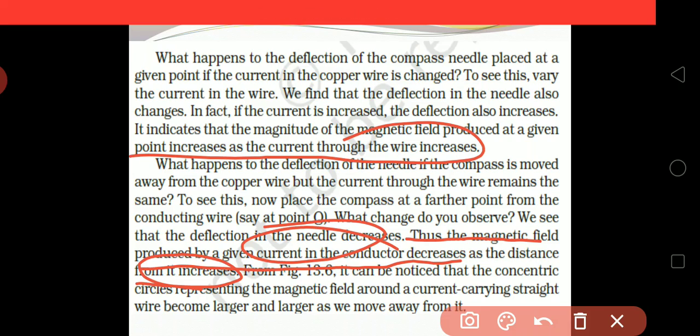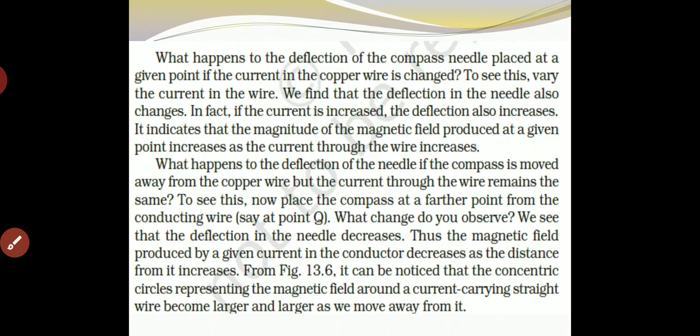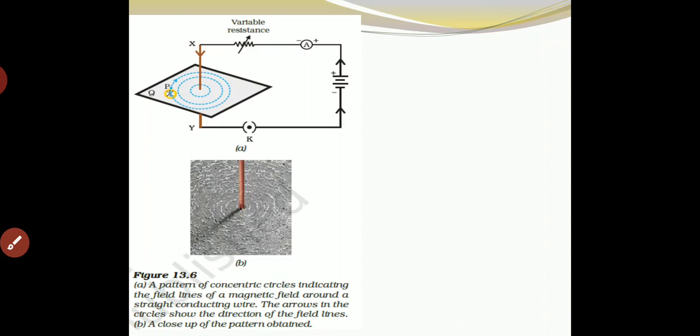It can be noticed that the concentric circles representing the magnetic field around a current carrying straight wire become larger and larger as we move away from it. If we move away from it, then what will be there? They get larger and larger, huge and big, will be seen.